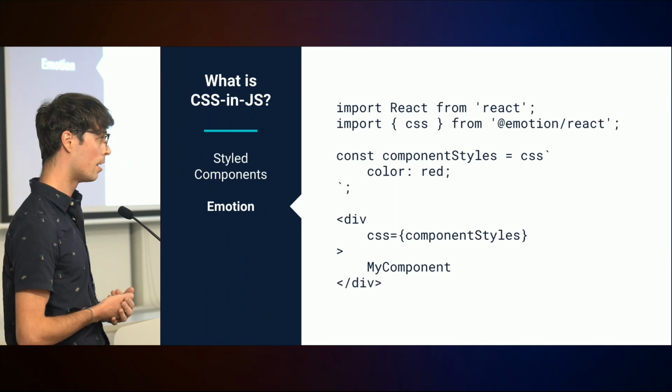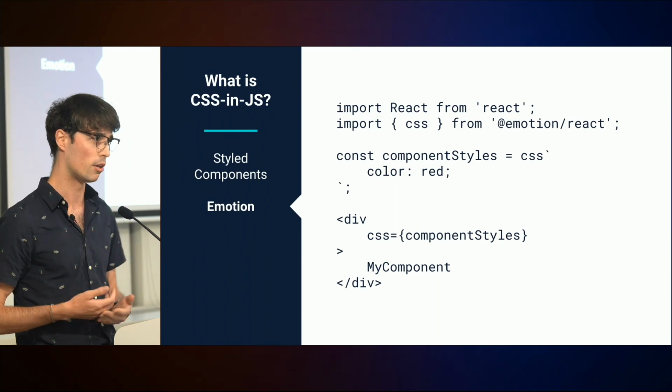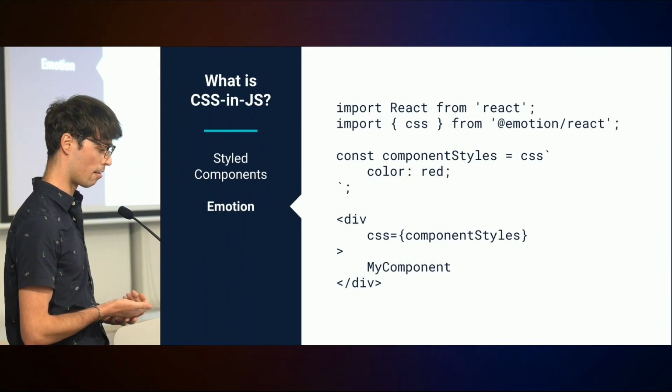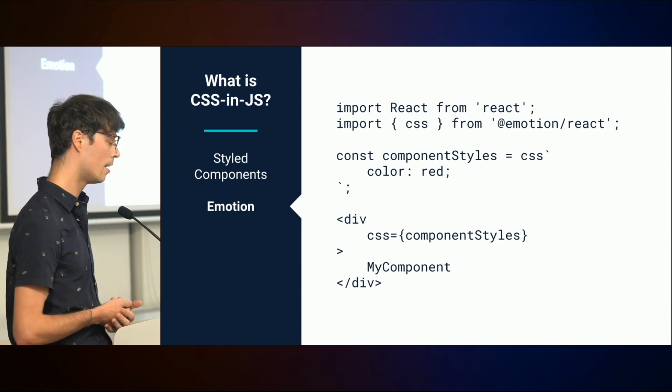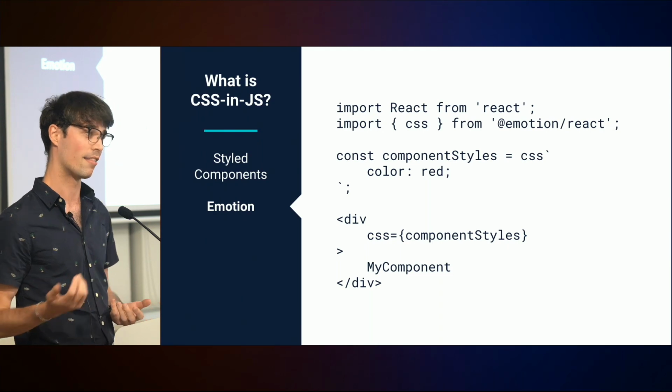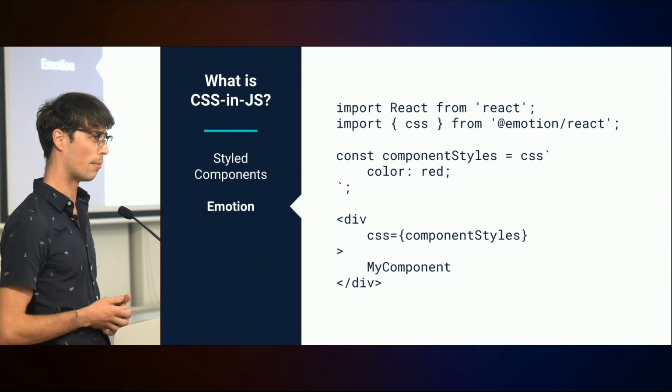Emotion is very similar. There's a different API in Emotion you might be familiar with as well, where you define the CSS as something that's put on a DOM element. So in this div right here, you're defining some CSS. It's a very similar way, just different way of representing it, right?